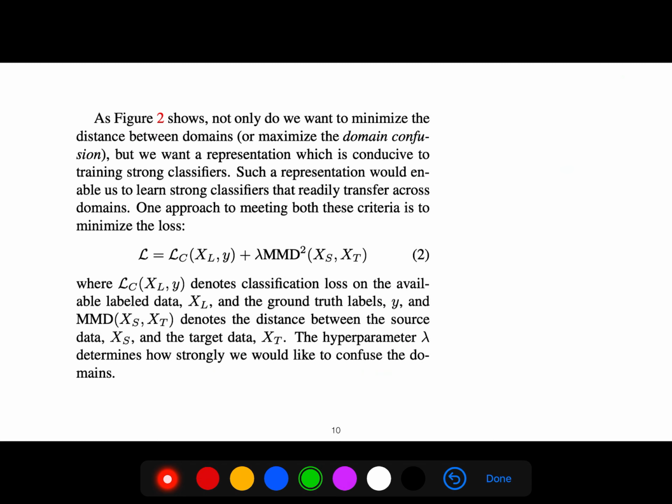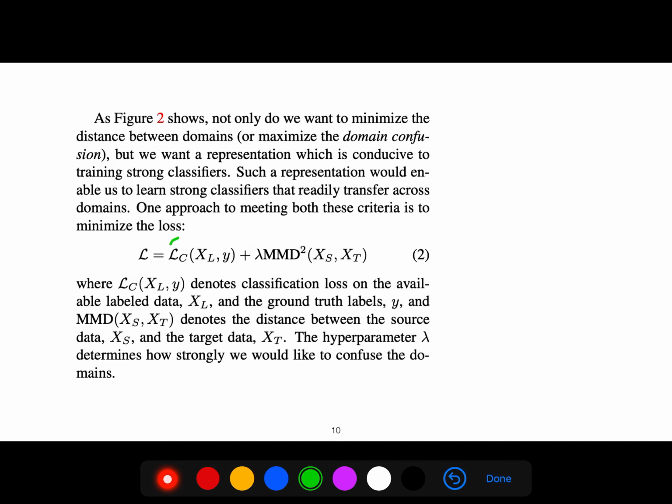But we know that it has good properties related to kernel learning and many things. So not only do we want to minimize the distance between domains or maximize the domain confusion, but we want a representation which is conducive to training strong classifiers. Such a representation would enable us to learn strong classifiers that readily transfer across domains.